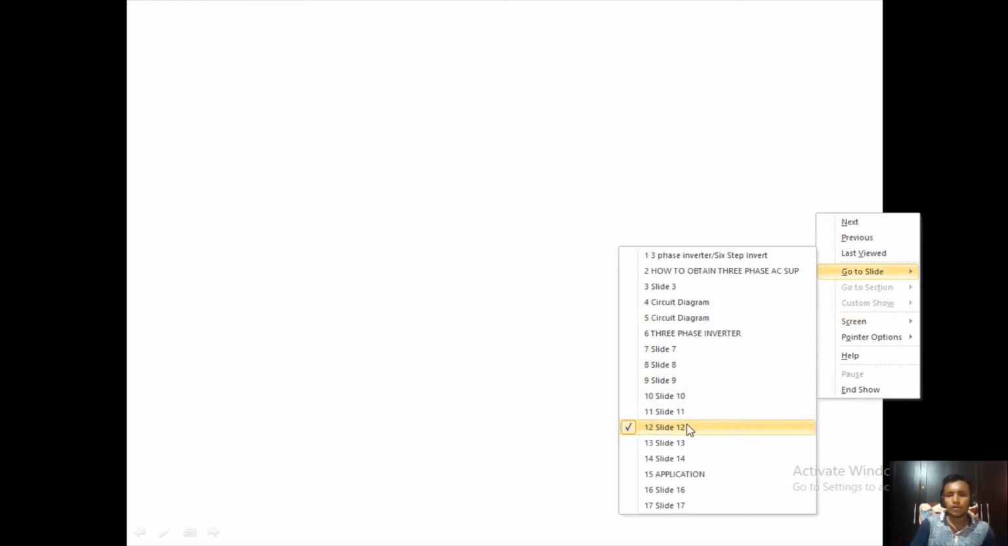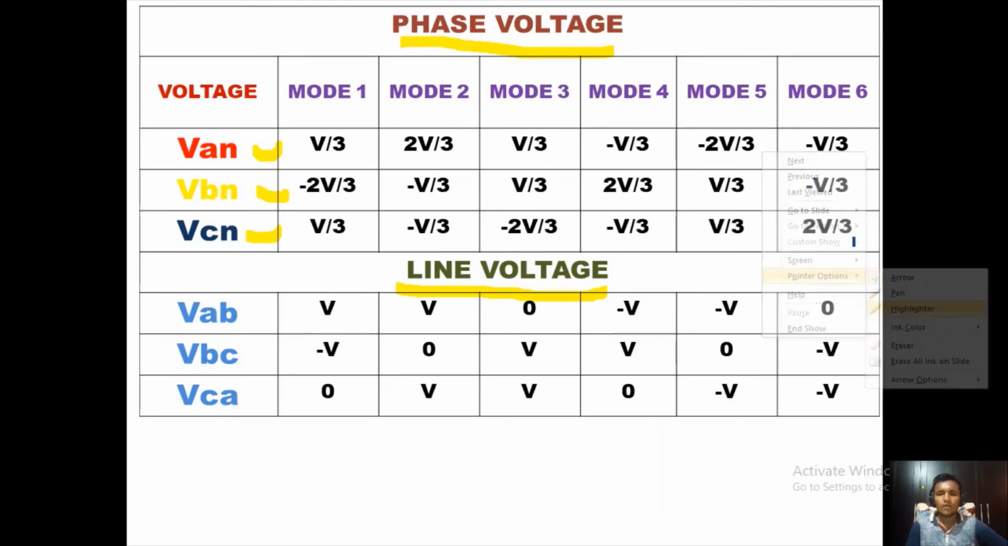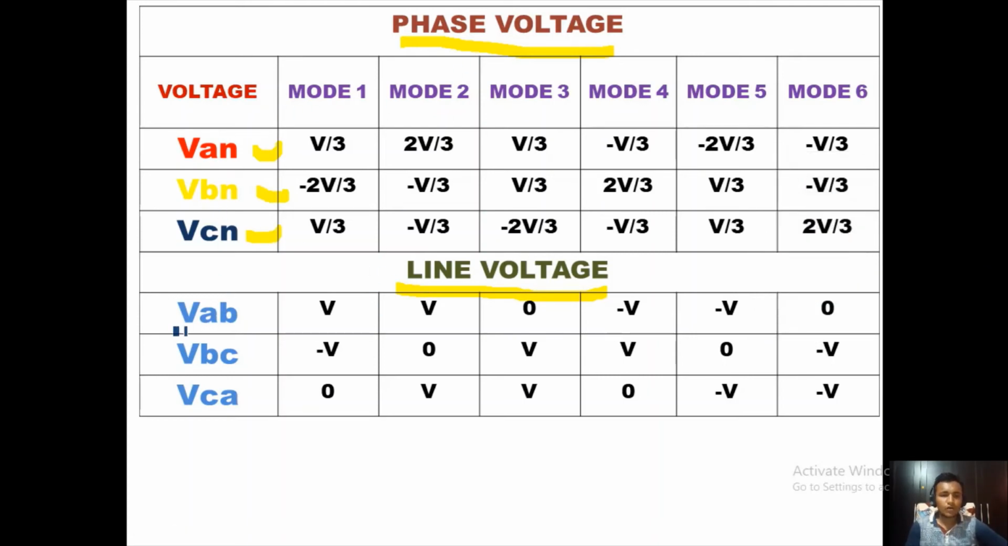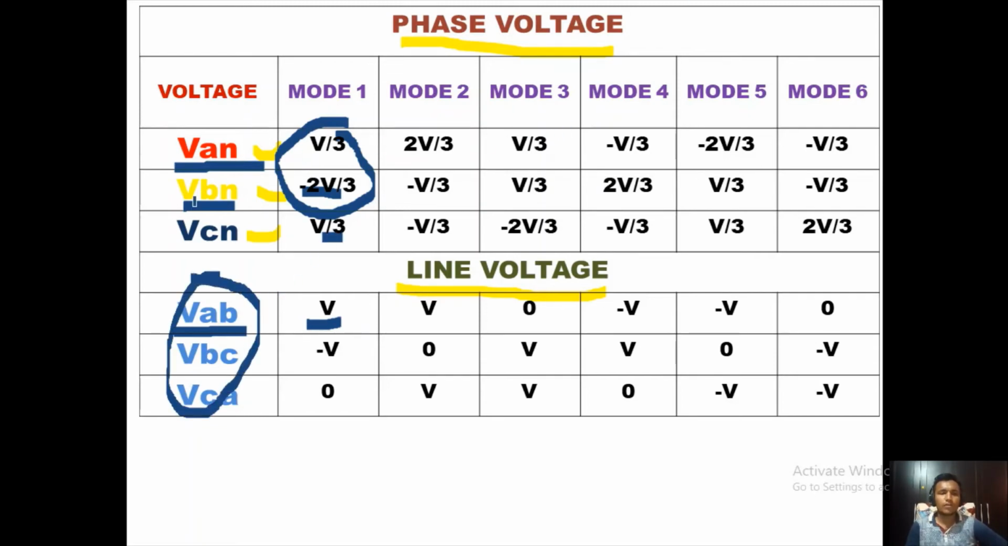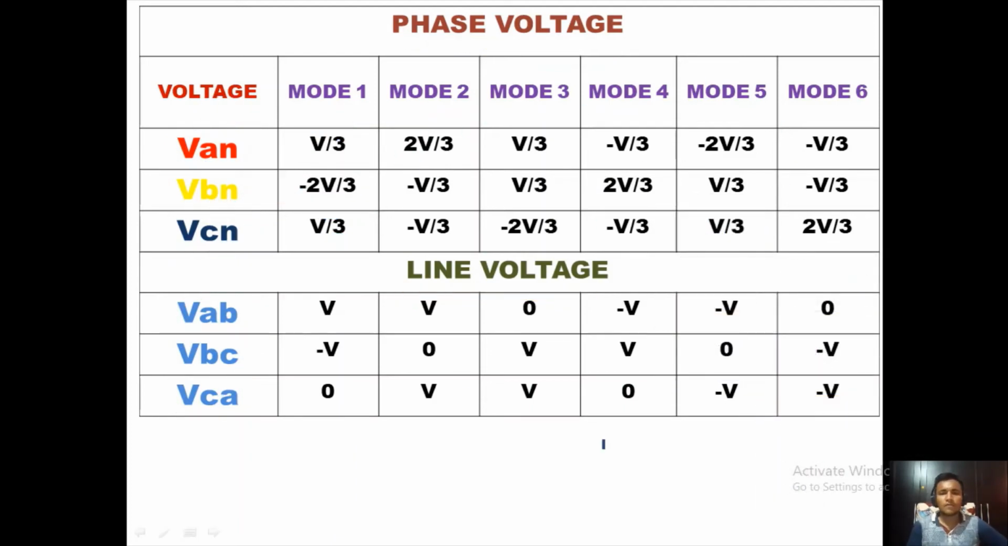Now in this figure we have drawn a table, in which we have used line voltage and phase voltage. Line voltage means VAB is equal to VAN minus VBN. So if we have V by 3 minus minus 2V by 3, then the answer is V. Similarly VBC is equal to VBN minus VCN. So similarly you can get the line voltage from the phase voltage. This table is very useful, as in it we have found the phase voltage and line voltage for every mode.